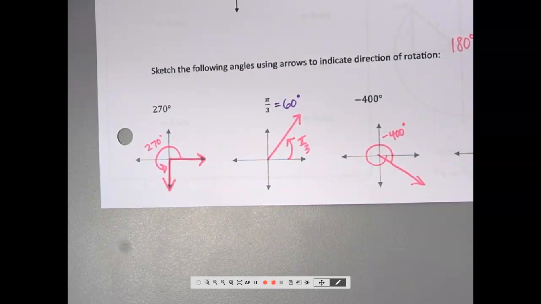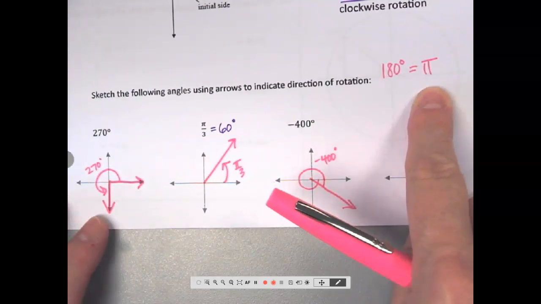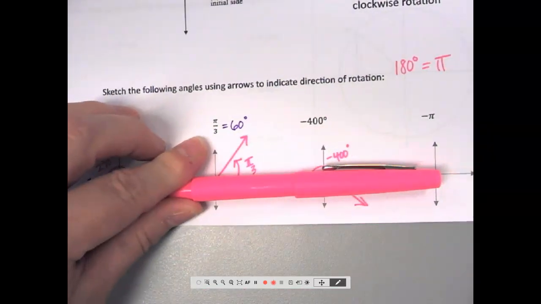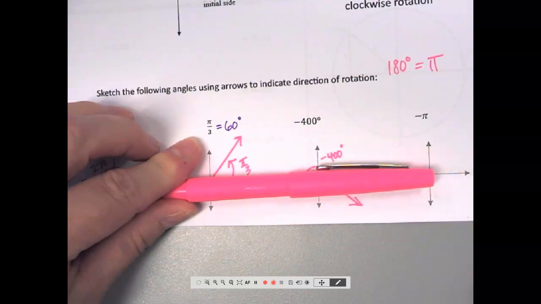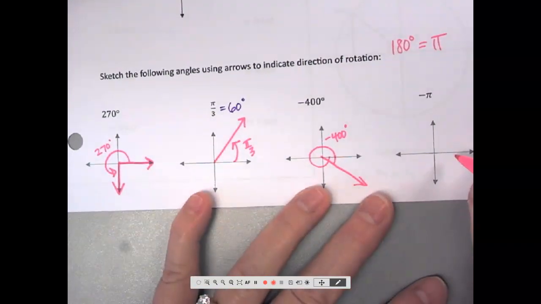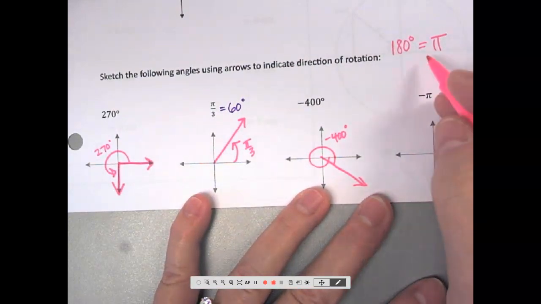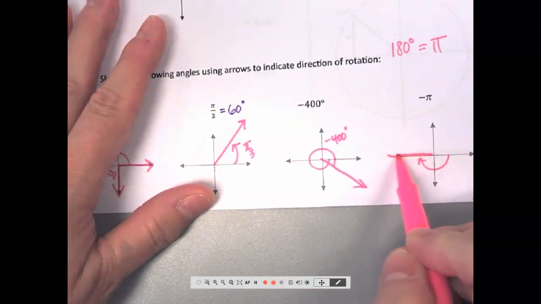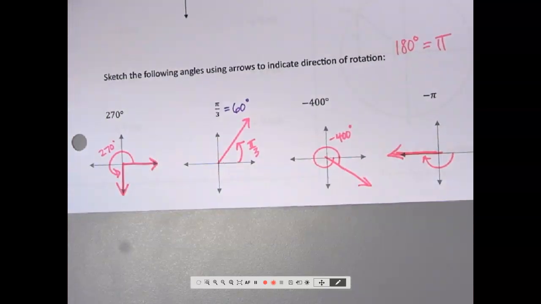Okay, what about negative pi? How much is pi? 180. So what if I go clockwise 180? Where do I stop? Over here. What if I went positive pi? Same place. Okay, so negative pi tells me to go clockwise pi radians, which is the same as 180. So if I went clockwise 180, I am over here. Like that. Any questions on those? Alrighty, next page.